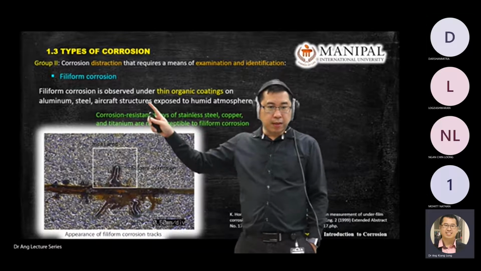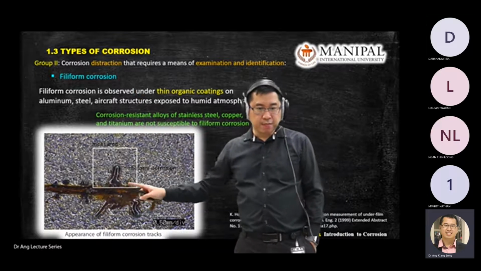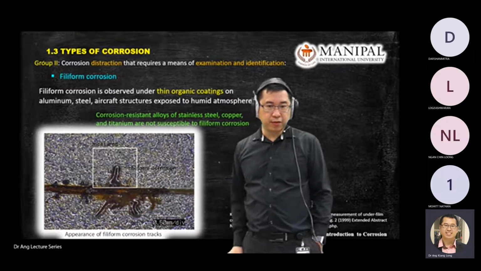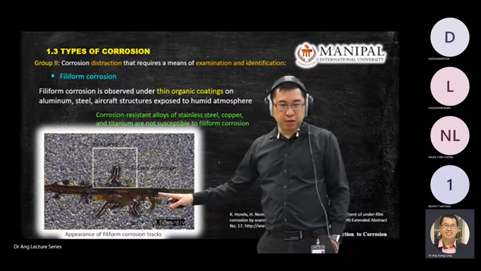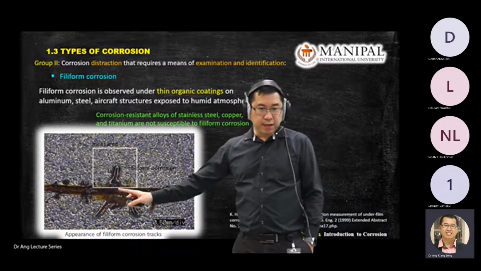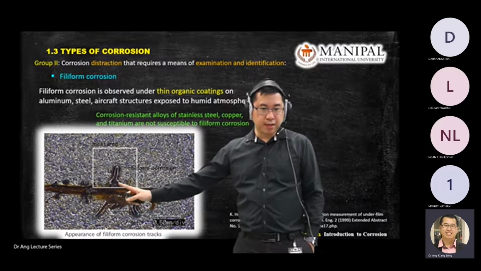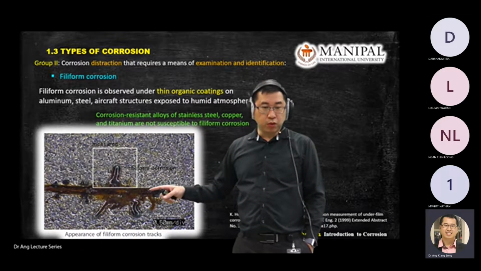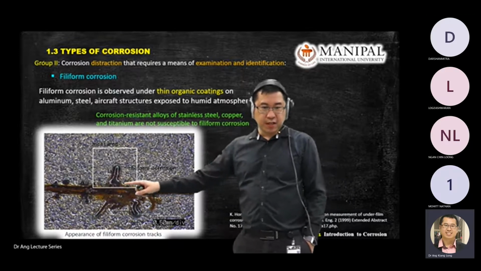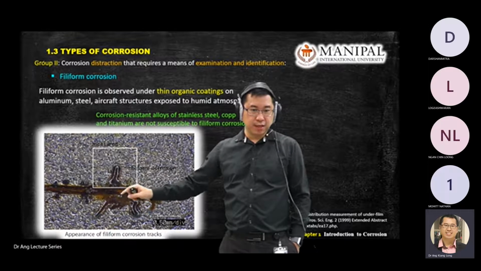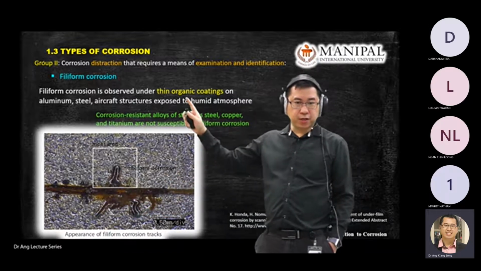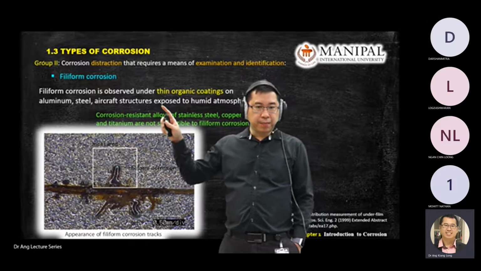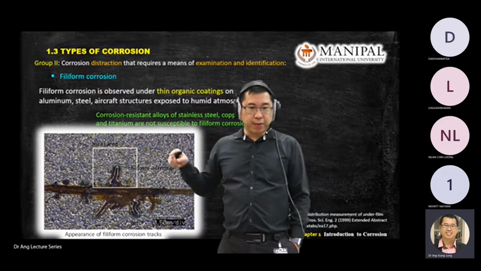Filiform means you can see a small river shape in the material. You can see the corrosion color, the brown color, and some shape that you can relate to the root of a tree or vegetable. It will form like that, because of the coating. It happens under the coating. You can observe this one, but you have to magnify it a little bit.